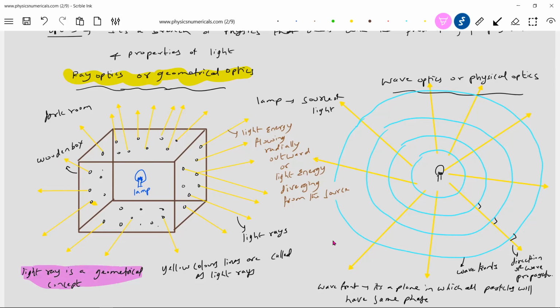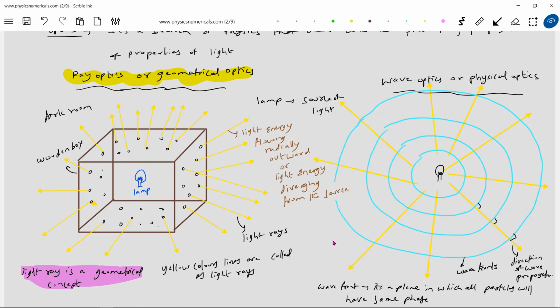Say light energy is diverging radially outward from the lamp. That light energy, what happened? I am showing by these arrows, radially outward arrows. So what is this arrow? It is some sort of, shall I call that a ray? So what is the light ray now? The light ray is nothing but a geometrical concept. What will this arrow indicate? The direction of propagation of light.